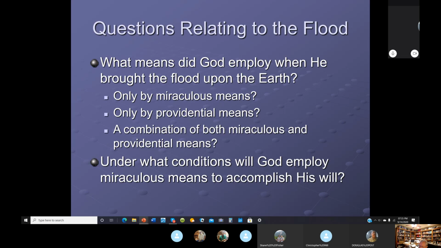All right. Now we have to ask the question then, under what conditions will God employ miraculous means to accomplish his will? So we have to let the Bible answer that for us. Because if the conditions of the flood weren't the conditions that God would use to perform miracles, then the flood must have been brought by providential means. So that would be our argument. So we have to examine the possibilities here. And that brings in the question, was it miraculous, providential, or a combination?